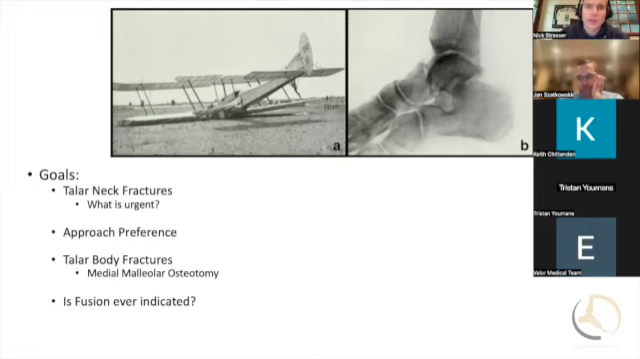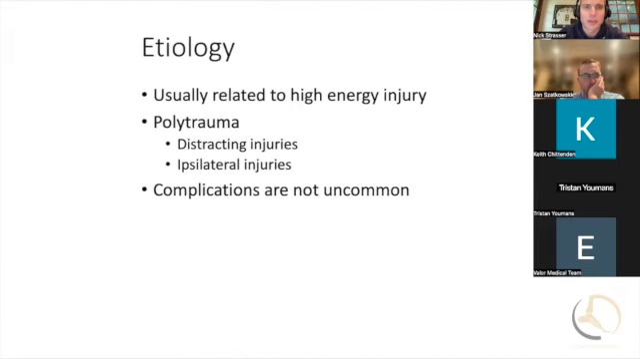So aviators, or aviator medicine, they saw a lot of these come up. So that's a little bit of a historical fact. And this is from one of these historical papers, highlighting what some of these x-rays would have looked like. It's usually related to high energy trauma. Oftentimes there's polytrauma, so there can be distracting injuries, and ipsilateral injuries are not uncommon. Complications are pretty significant. We'll talk about a few of those here.